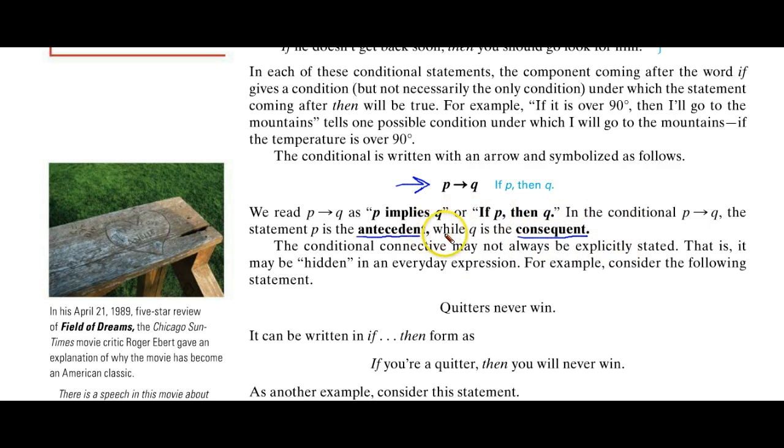Sometimes you don't see the if and then, but you would write it if they asked you to put it in. For instance, quitters never win. You would put the if in there. If you're a quitter, then you will never win. So we can modify a statement sometimes to put it in the if-then form, and I'm sure they're going to be asking you to do that.